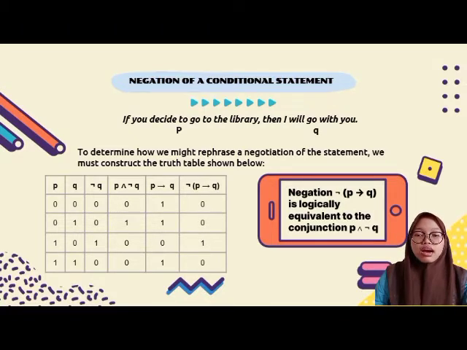To determine how we might rephrase the negation of the statement, we must construct the truth table shown below. After we have constructed the truth table, we can see that the negation of P implies Q, not (P → Q), is logically equivalent to the conjunction P and not Q. So now we can rephrase the negation of the statement: you decide to go to the library but I didn't go with you.